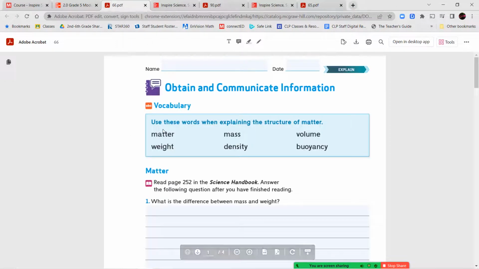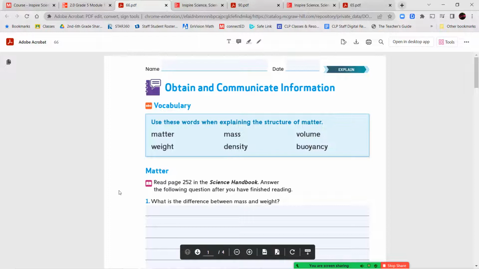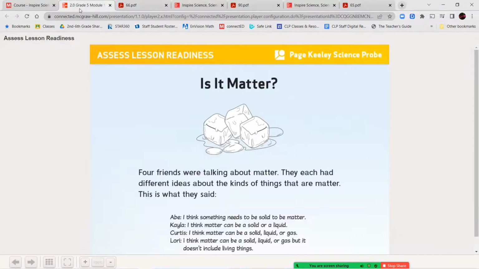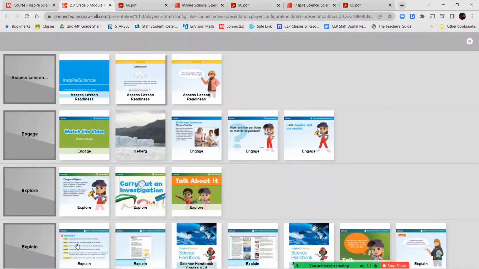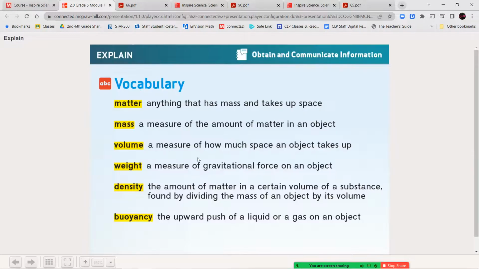All right, now that we're done with that, we're going to hop into our textbook and take a look at some of our vocabulary for this lesson. Your vocabulary words are matter, mass, volume, weight, density, and buoyancy. So let's go ahead and take a look at the definitions of our words.